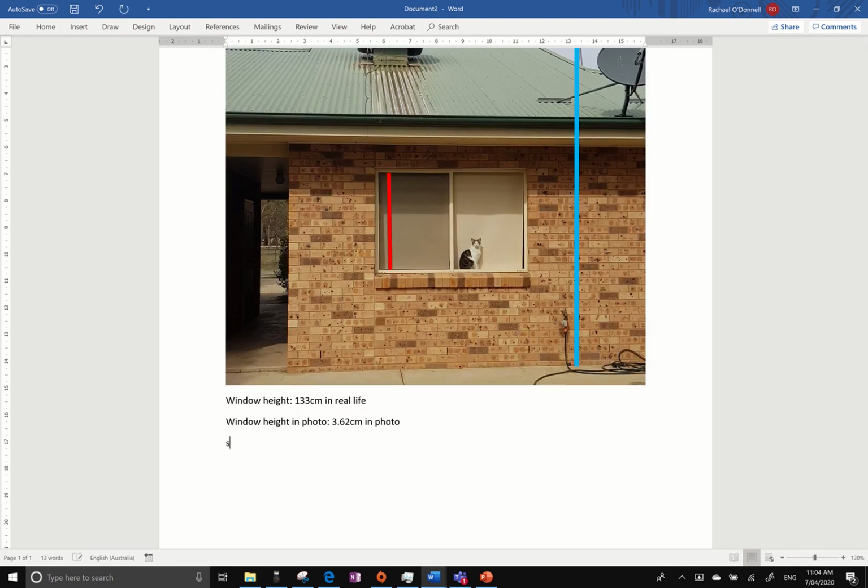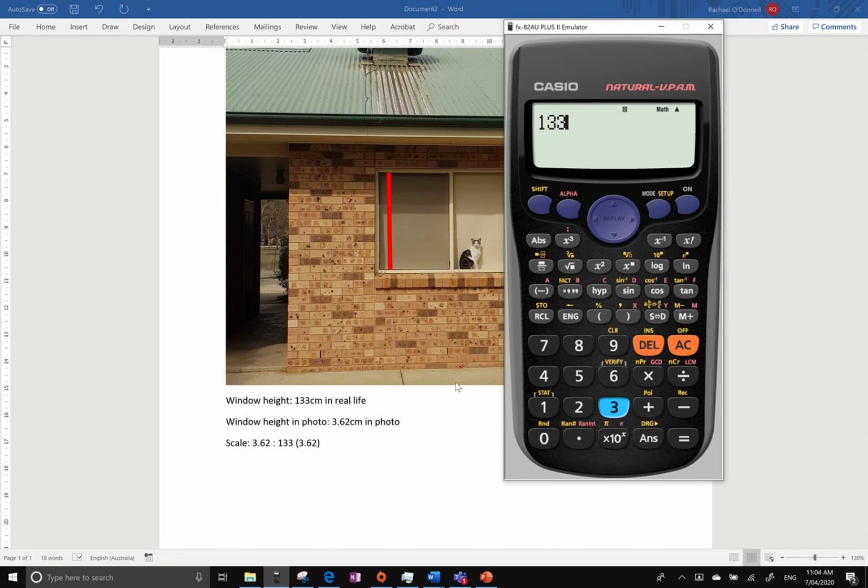So the unsimplified scale is going to be 3.62 to 133, which is obviously quite an ugly scale. So we might like to change it to 1 on the left. So to simplify that one, what we need to do is divide both sides by 3.62, because that is going to find 1 centimeter on the left. And remember, we treat ratios like fractions. So we just have to go 133 divided by 3.62, which is kind of a mess, but we will keep that unsimplified answer in our calculator for the next bit.